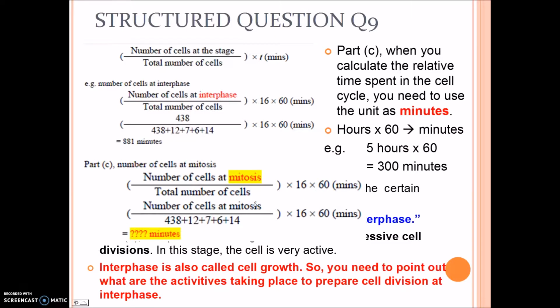So go back to the question, part C, number of cells at mitosis. My question is, mitosis involves what steps? How many stages are in mitosis? Mitosis is the nuclear division. If you really forget it, go back to the second slide and find out how many stages are in mitosis, the nuclear division, and then over the total number of cells and then times 16 and 60, and then you will get the answer, and that will be the answer for part C.